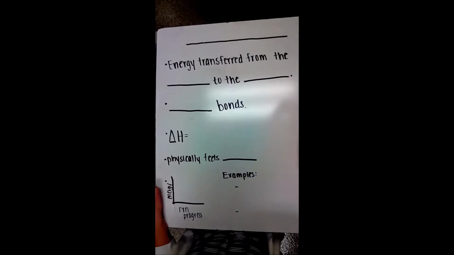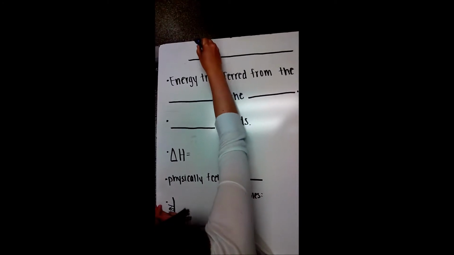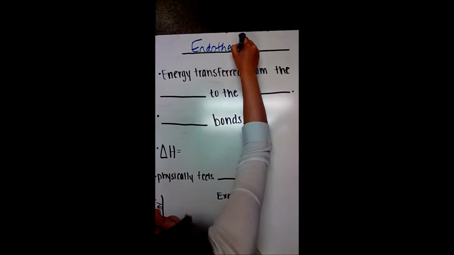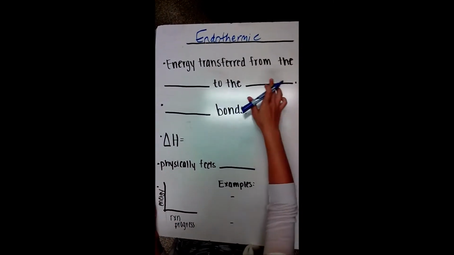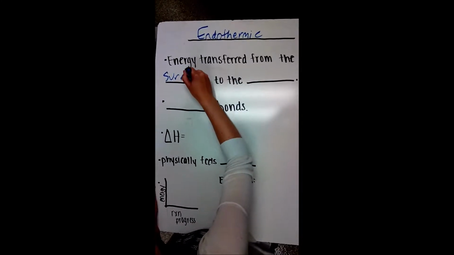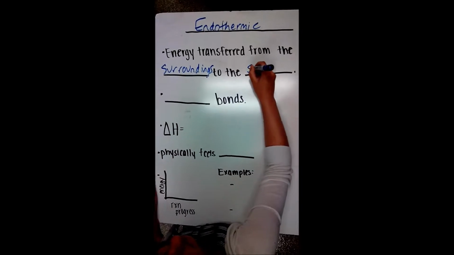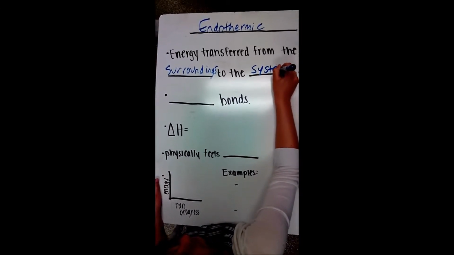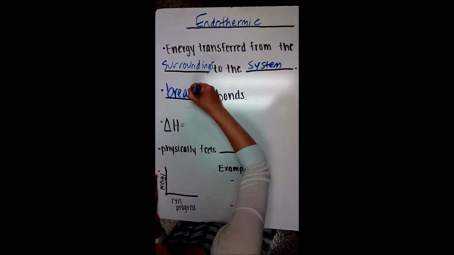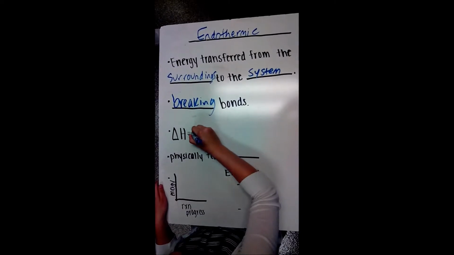difference between exothermic and endothermic reactions. First, we're going to start with endothermic, where energy is transferred from the surroundings to the system. Okay, and this is breaking bonds. So delta H is going to be positive.